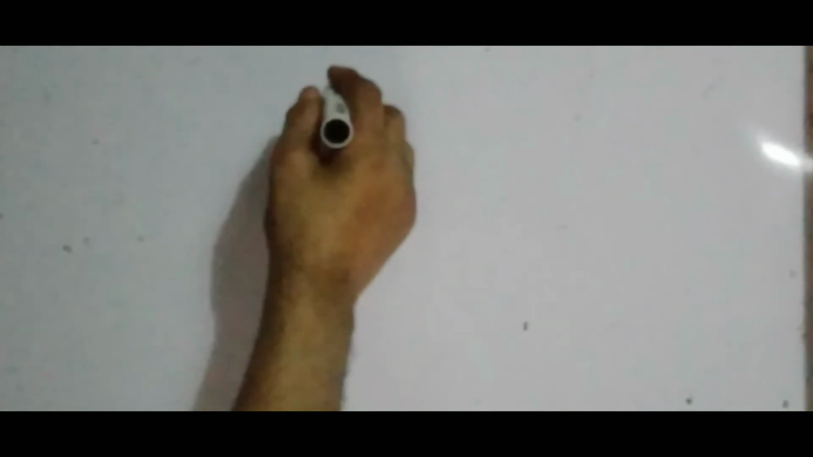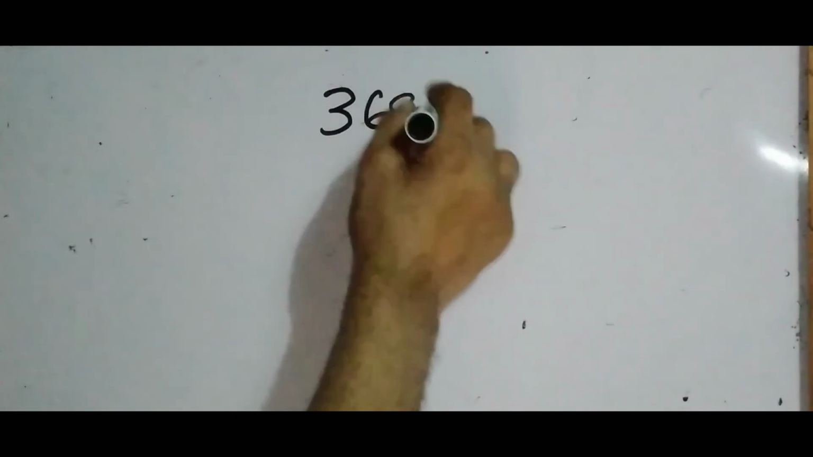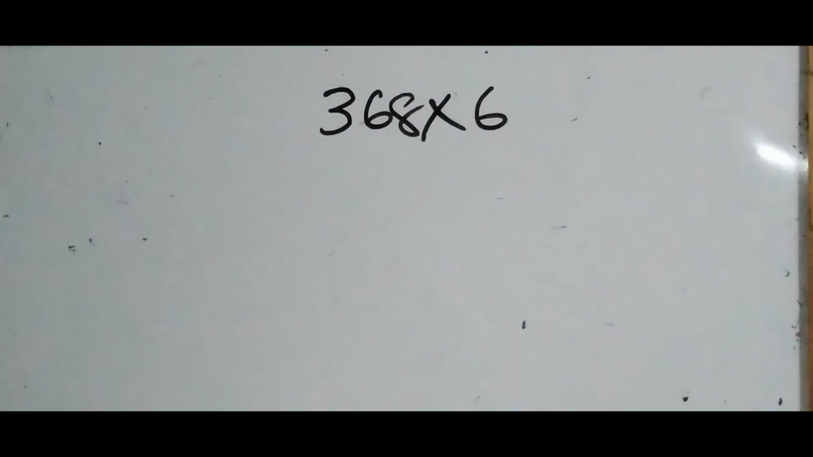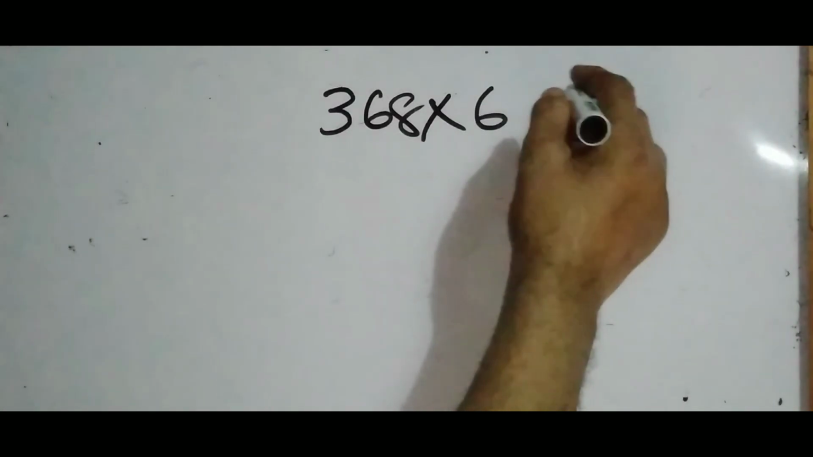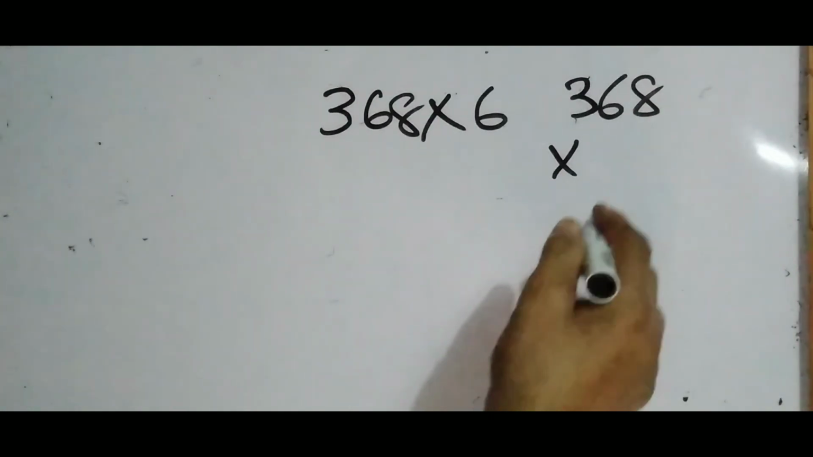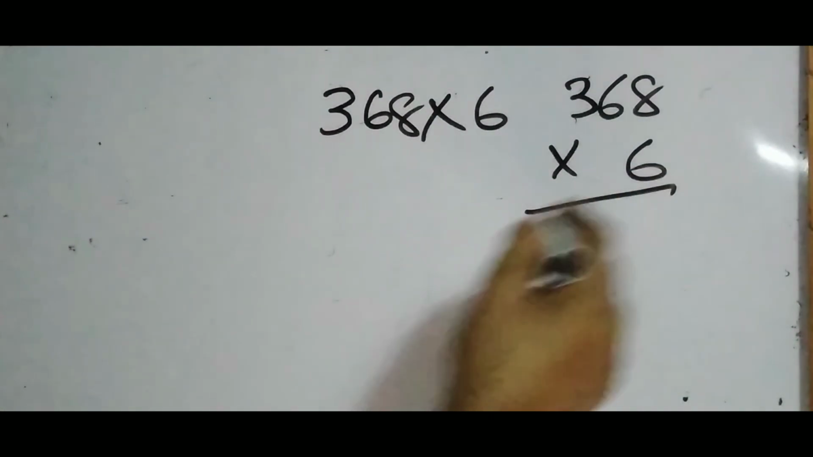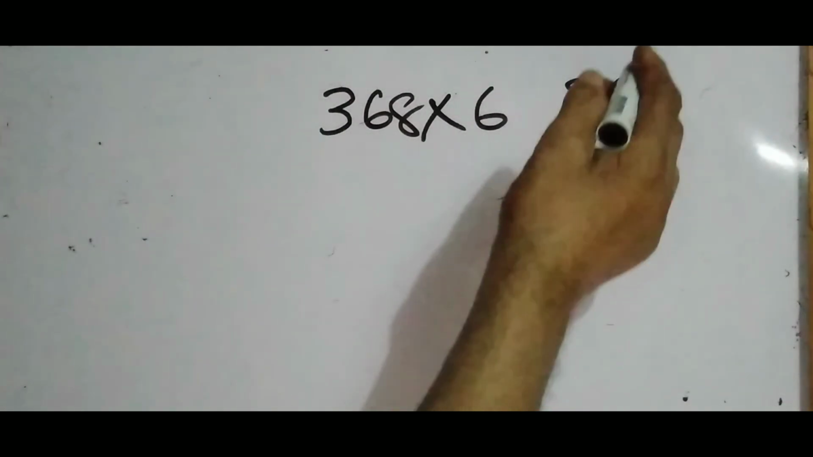Let's say we have 368 multiplied by 6. Now the only difference with this problem is that we have 3 digits here instead of 2. So let's set it out. So 368 multiplied, put our multiplication sign, multiplied by 6. Okay, so let's multiply. And remember, we start from this side.